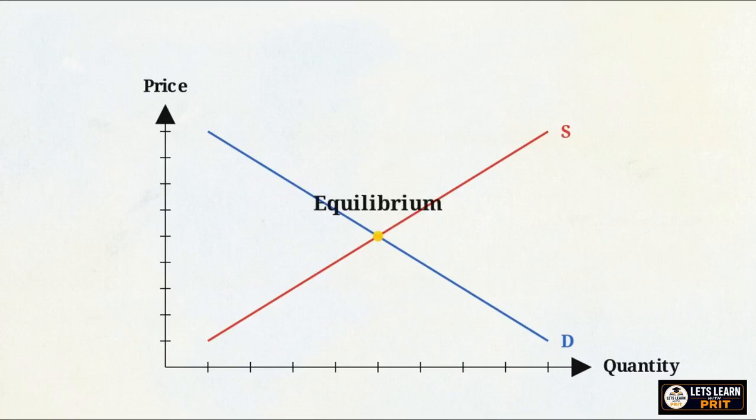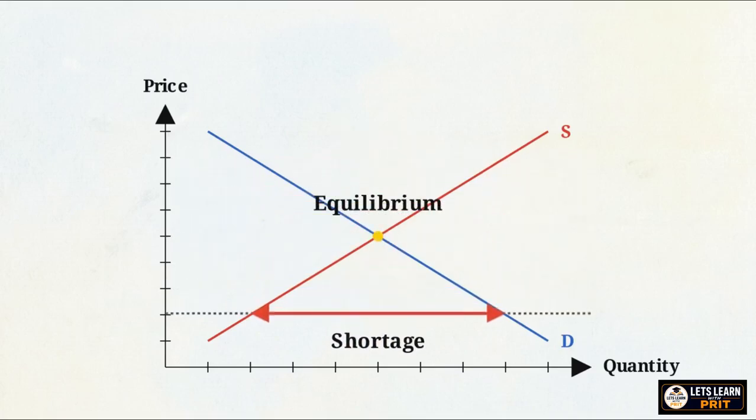Market equilibrium occurs at the intersection of these two forces. It is the price point where the quantity supplied by producers exactly matches the quantity demanded by consumers. If the market price sits above this equilibrium, suppliers produce more than people are willing to buy. This gap represents a surplus.